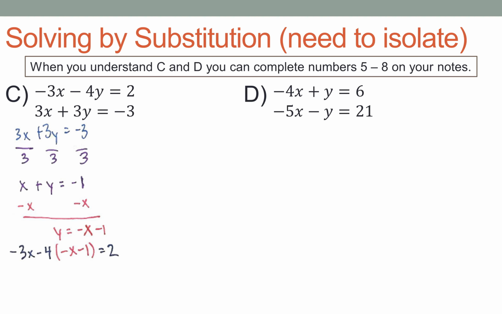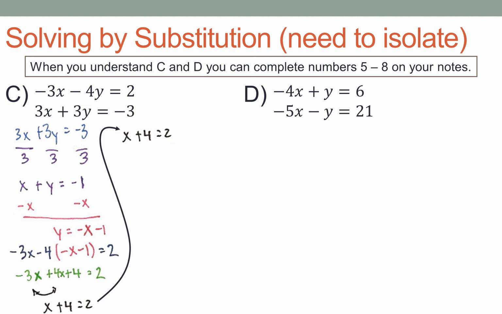Sweet. So again, now I have a number outside of parentheses. So I'm actually just solving a multi-step equation, which I know how to do. Distribute that negative 4, so I get negative 3x plus 4x plus 4 equals 2. Combine like terms. So the negative 3x and the 4x, put them together. I got x plus 4 equals 2. I'm going to subtract 4 from each side. x is equal to negative 2.